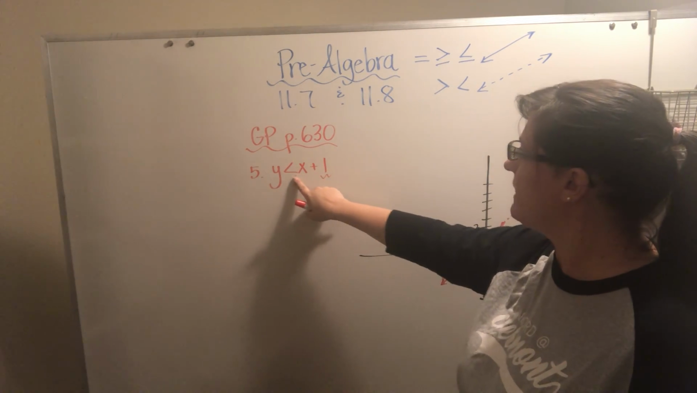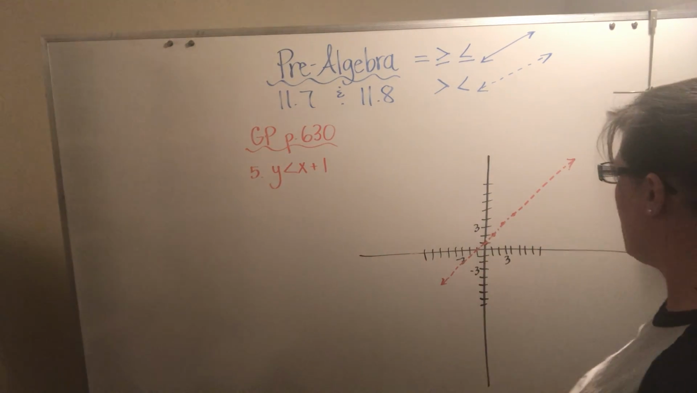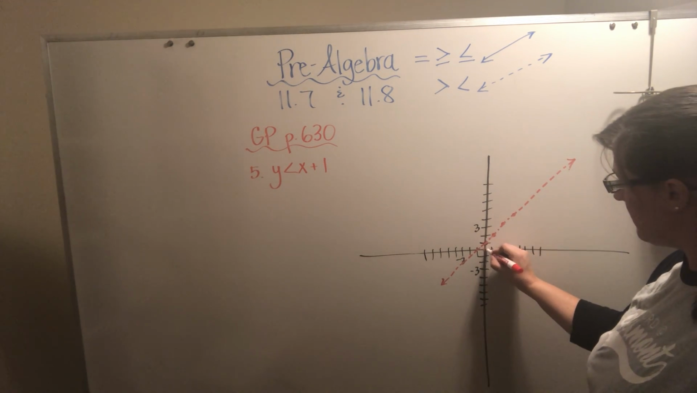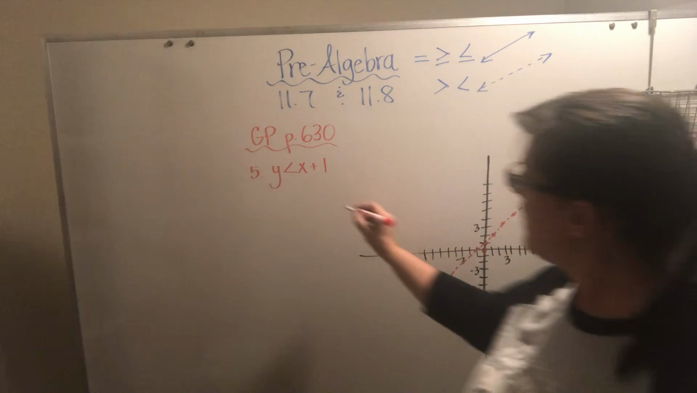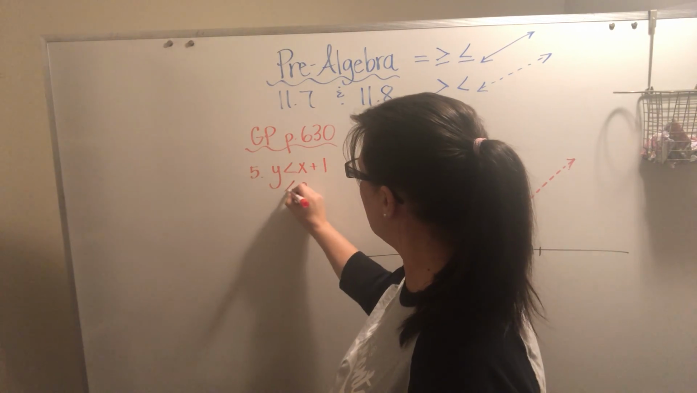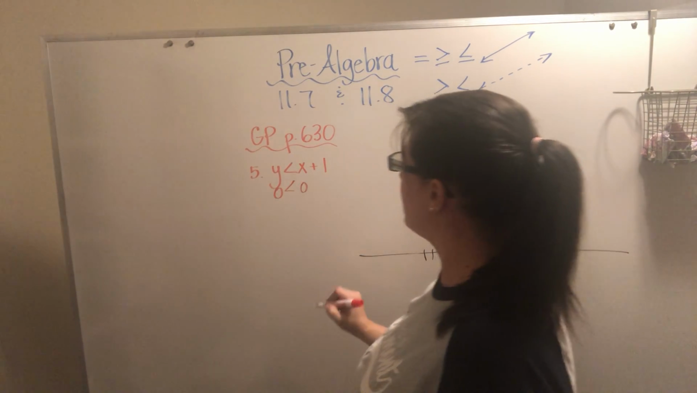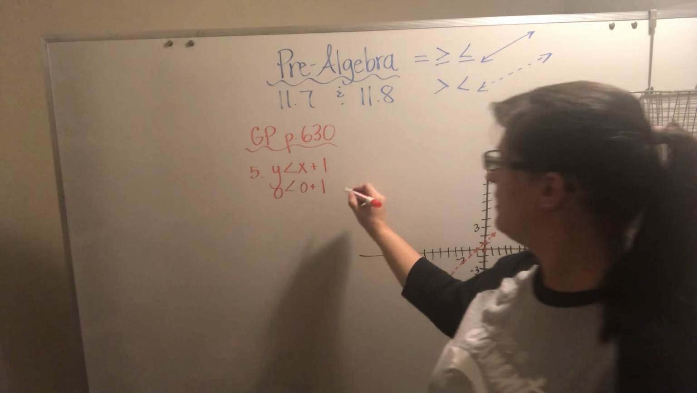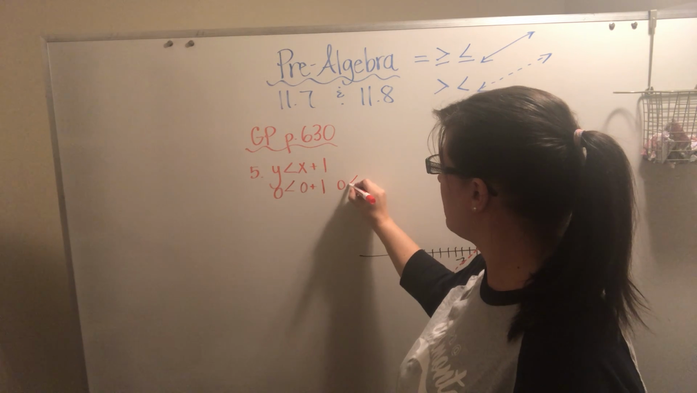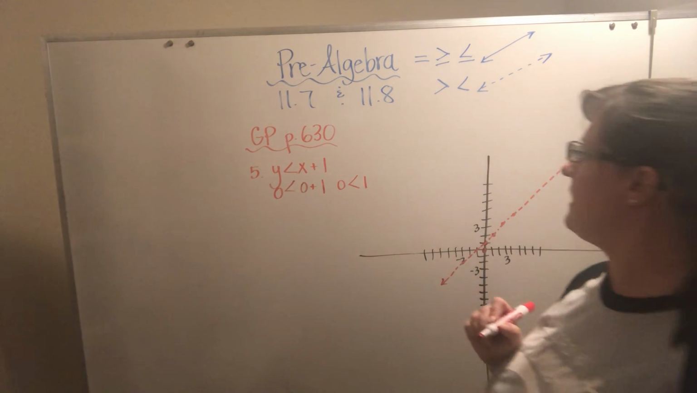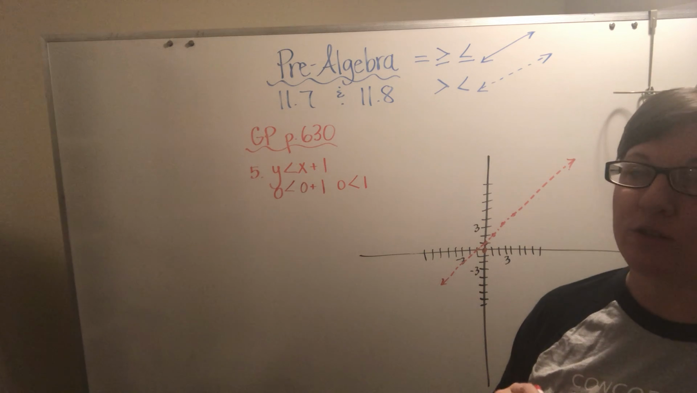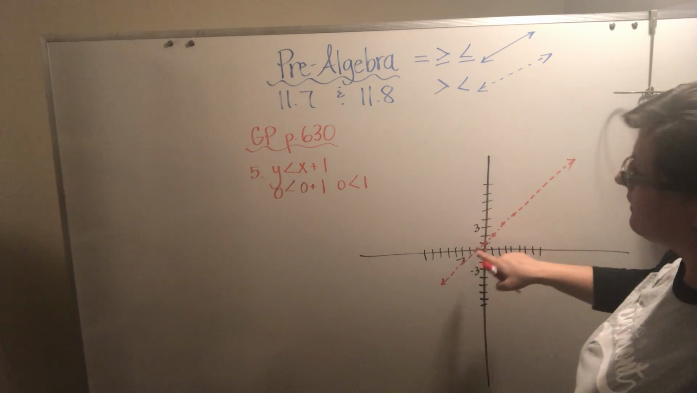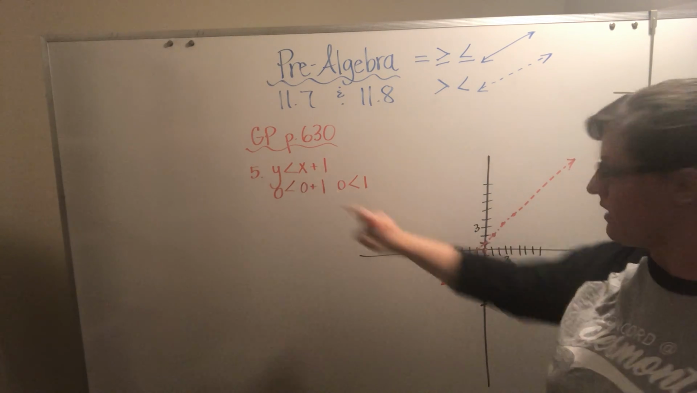Now, how do I know what places I'm talking about? What I'm going to suggest is that you pick the origin, 0, 0. If I put 0 in for x and 0 in for y, is that true? So when I put 0, 0 in, 0 is less than 1. Is that true? Yes, that is true. So this point fits this inequality.